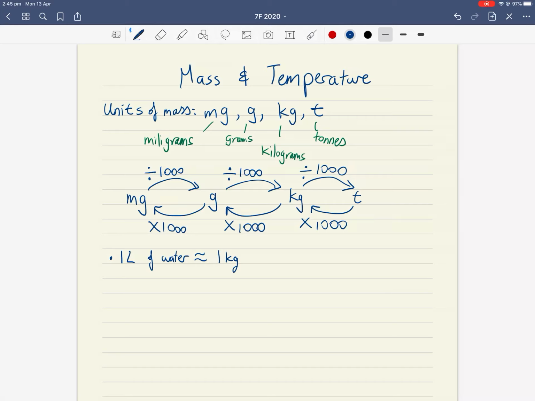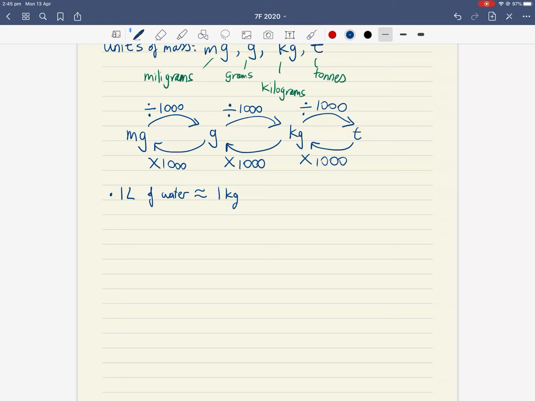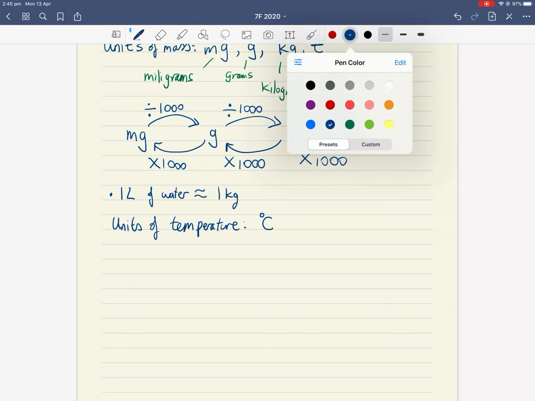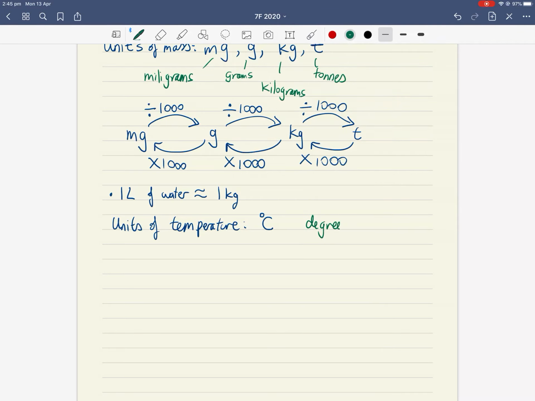So the other part of our title today is temperature. So temperature is measuring how hot or cold something is. The unit that we Australians use for temperature is degrees Celsius. So units of temperature that we use in Australia is degrees, a little circle on the top left, C for Celsius. So this represents degrees Celsius.